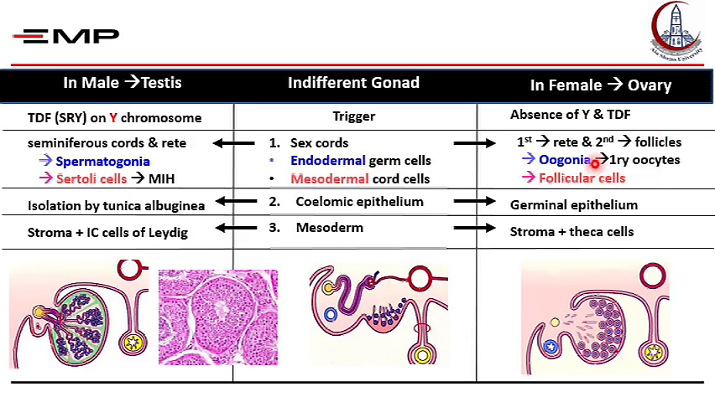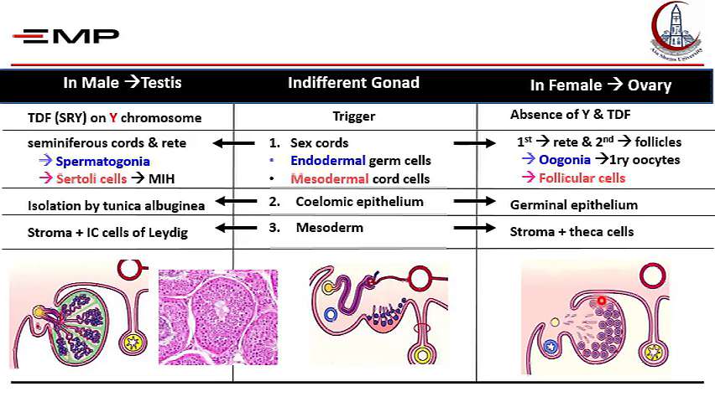These undergo enlargement, forming primary oocytes, which enter the first meiotic division and become arrested in prophase till the age of puberty. The second type of cells are follicular cells that surround the oocyte. These follicular cells come from the mesodermal cord cells.